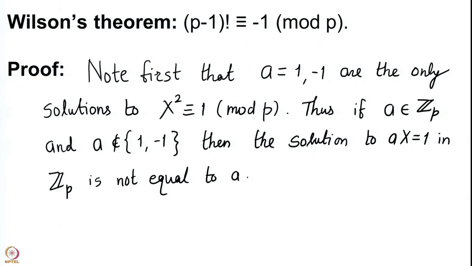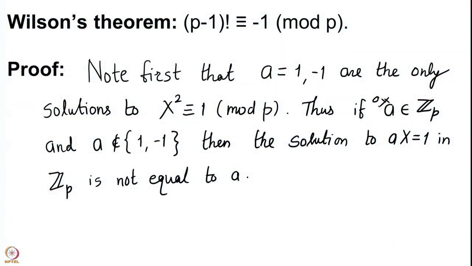Let's think about this statement again. We start with a non-zero element in Z_p, so we are looking at elements 1, 2, 3, 4 all the way up to p minus 1. We fix one a from this set and we pose this question: what is the solution to ax equal to 1? Now, this is the same thing as solving ax congruent to 1 mod p, and since you have taken a from 1 to p minus 1, the GCD of a and p is 1.